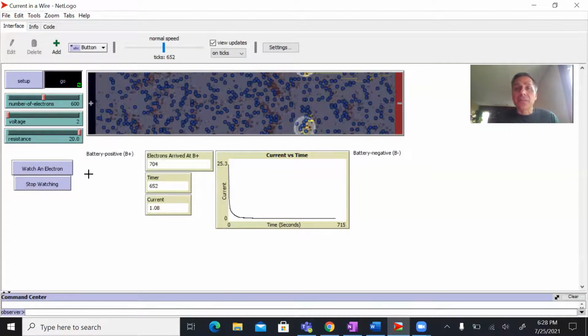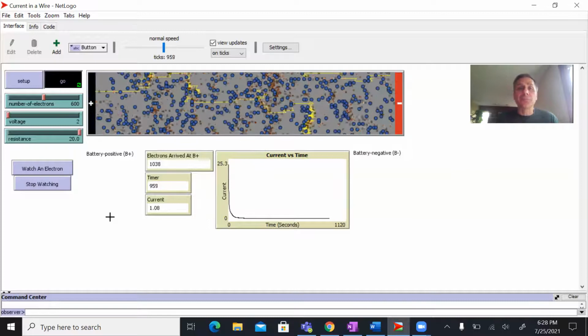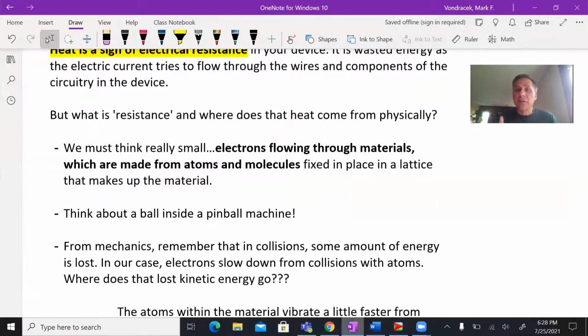Here's another one. Yeah, it's like those poor electrons. It's taking forever to get through there because of so many collisions and so much energy, so much heat being produced. That would be a high resistance material. So try to have those pictures in your head. That's the physical nature. That's the origin of resistance, all those little collisions going through different materials.